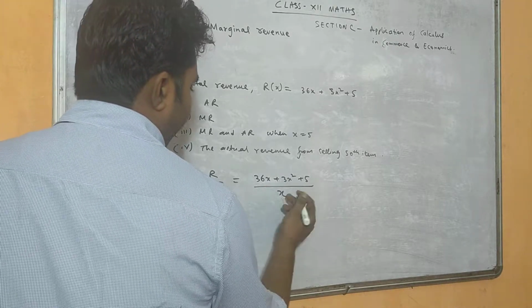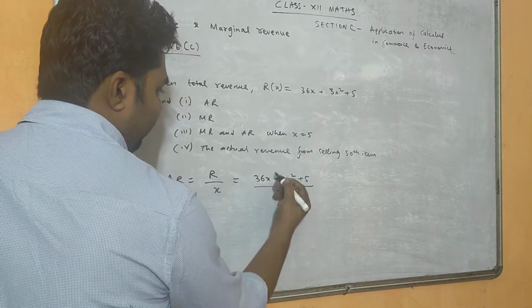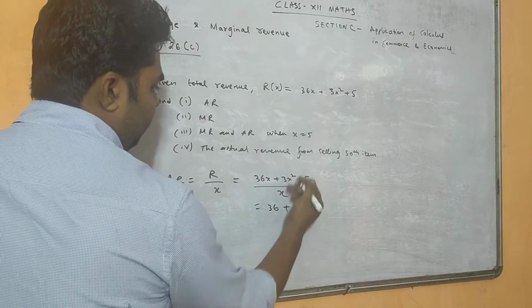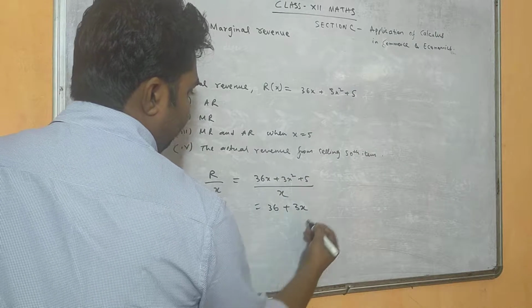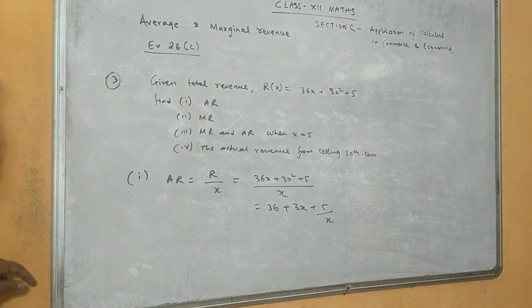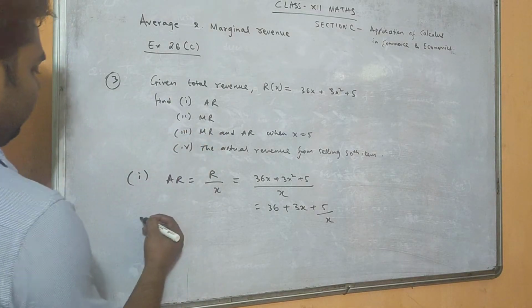Now when you divide 36x by x, x and x will get cancelled. What will we get here? 36. 3x square by x, x will get cancelled. We will get here 3x plus 5 by x, right? So this is our average revenue. Next we have to find marginal revenue.